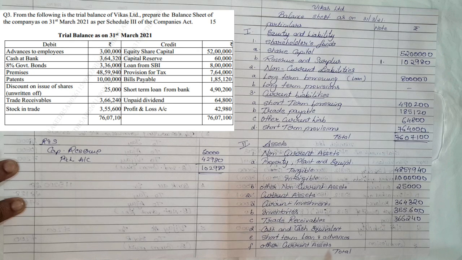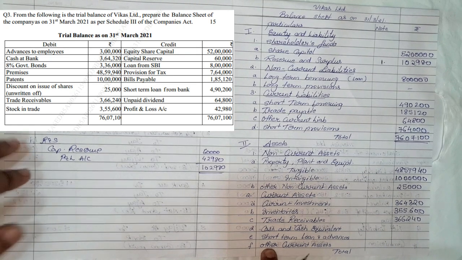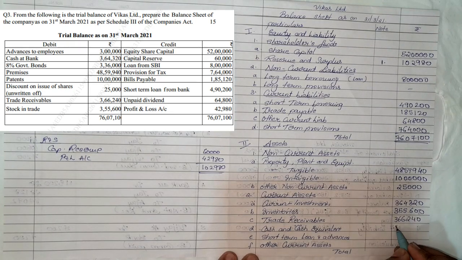Next is cash and cash equivalent. They are giving you cash at bank 3,64,320. So we note it down. 3,64,320. Next is short-term loan and advances. Okay, it's given as 3 lakh advances to employees. Note it down.